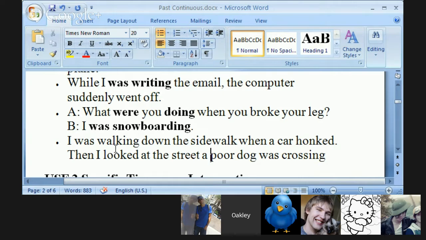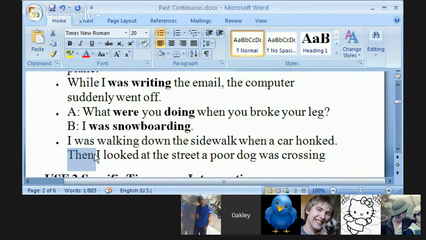Okay. Your first sentence is completely correct. Definitely walking is a continuous action, introduced and interrupted by when, a car, simple past. Very good.